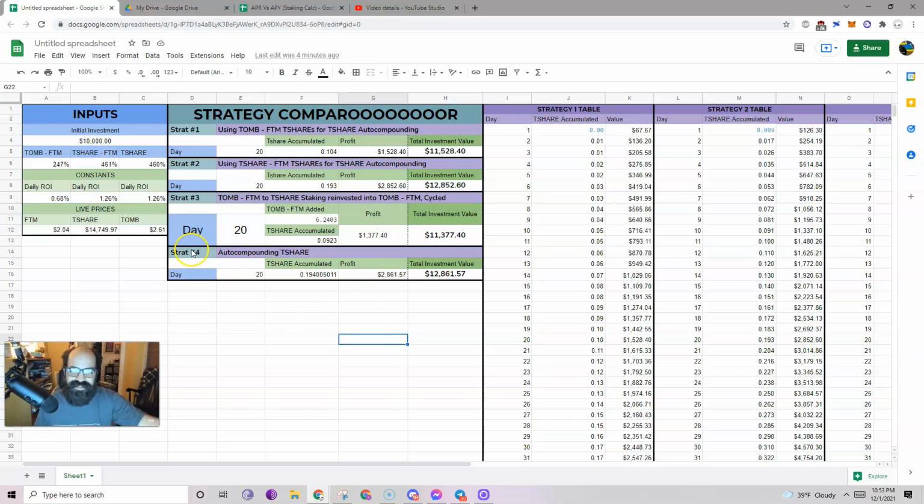And then the most profitable, though it's really close between 2 and 4, is just auto compounding T-share. Just grabbing your T-share, throwing it into an auto compounder like Grim, and that's it. That's literally all you have to do. And that is currently the best bang for your buck.